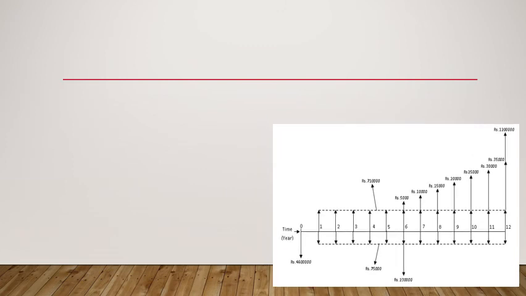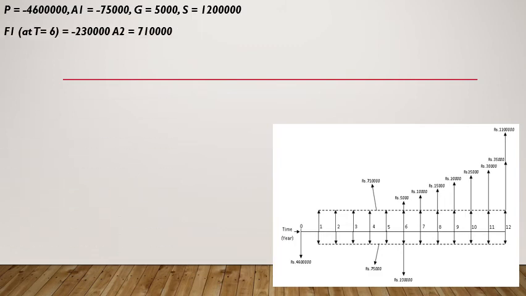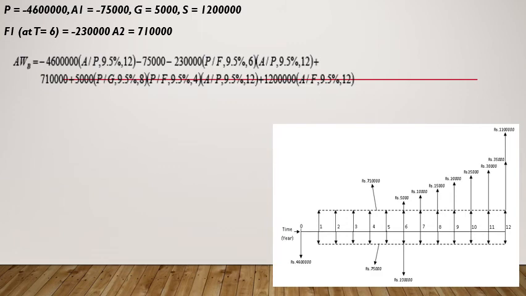Let us get the solution for the alternative 2. This is the cash flow diagram that we have already drawn earlier. Given data, yes, 46 lakhs, A1 75,000, G is equal to 5,000, S is equal to 12 lakhs, and F1 at T is equal to 6, that is 2,30,000, and A2, that is the income 7,10,000. Let us start converting each and every value.